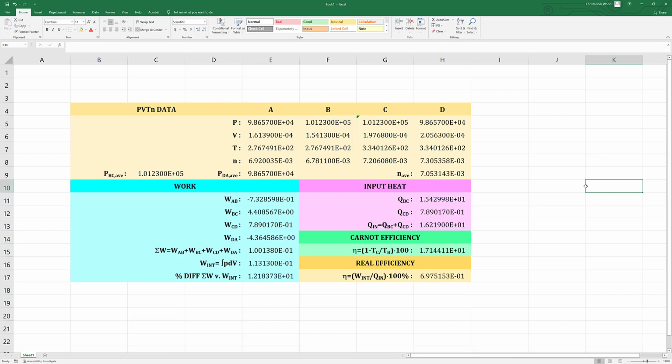Now all you need to do is take this spreadsheet and update these numbers, update your PVTN numbers, and everything else will be done for you automatically. You're just going to measure pressure using the pressure sensor, volume using the rotary motion sensor, T using temperature probes, and that's kind of it. There's quite a bit of capstone operations, but that's what we'll cover in class.